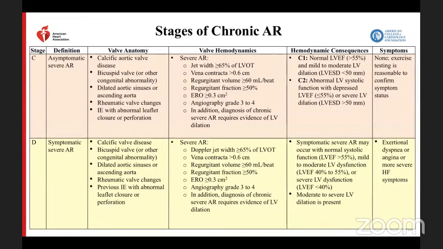Stage D is symptomatic severe AR. It has the same valve anatomy and valve hemodynamics as category C. Hemodynamically, the patient has symptomatic severe aortic regurgitation, which may occur with normal systolic function, more than 55%, mild to moderate LV dysfunction, or severe left ventricular dysfunction, less than 40%. The patient will be symptomatic with exertional dyspnea, symptoms of angina, or more severe heart failure symptoms.